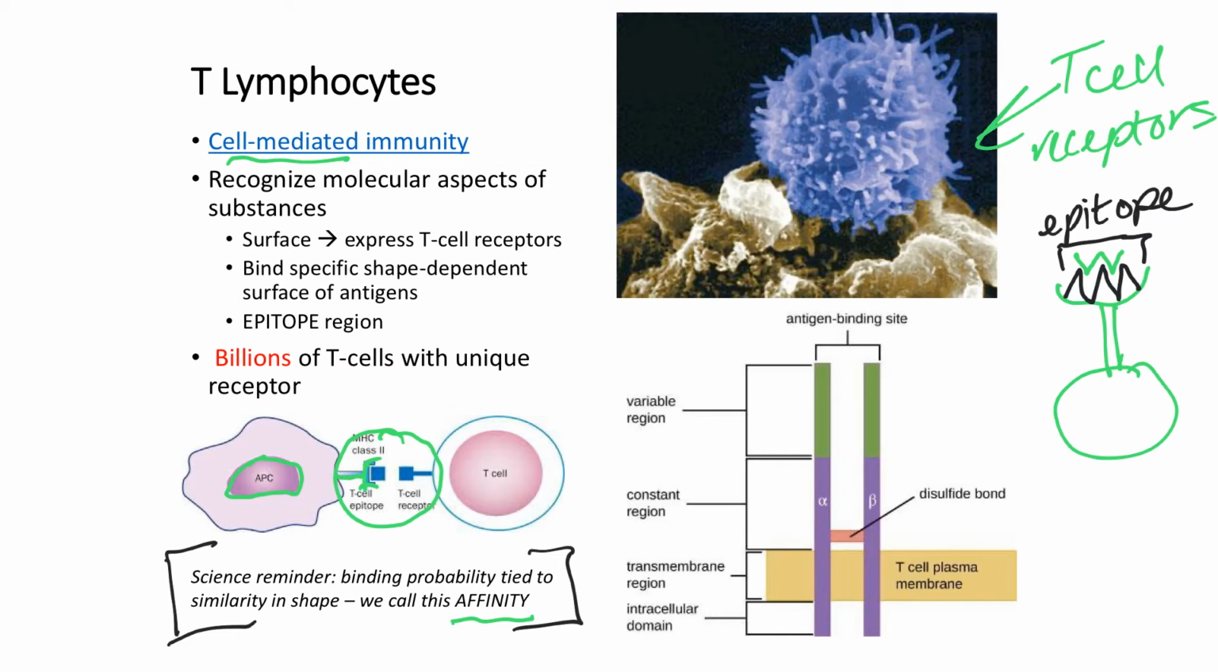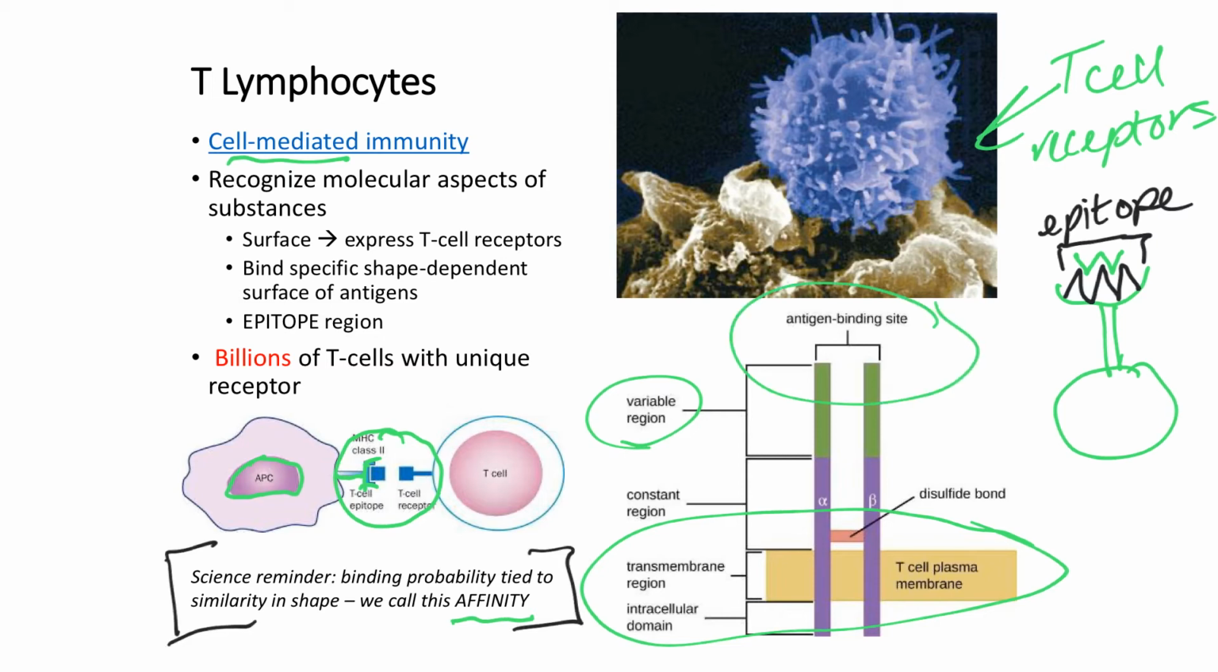And if we look at a molecular level of what these T cell receptors look like, they're embedded in the plasma membrane. There is a constant region in the center, and what varies between cell types, the variable region, is the shape of the antigen binding site. So the closer things are in shape together, the more likely they are to bind. So that is the T cell's job, to express a T cell receptor and bind to an epitope portion of a displayed antigen fragment on an antigen-presenting cell.